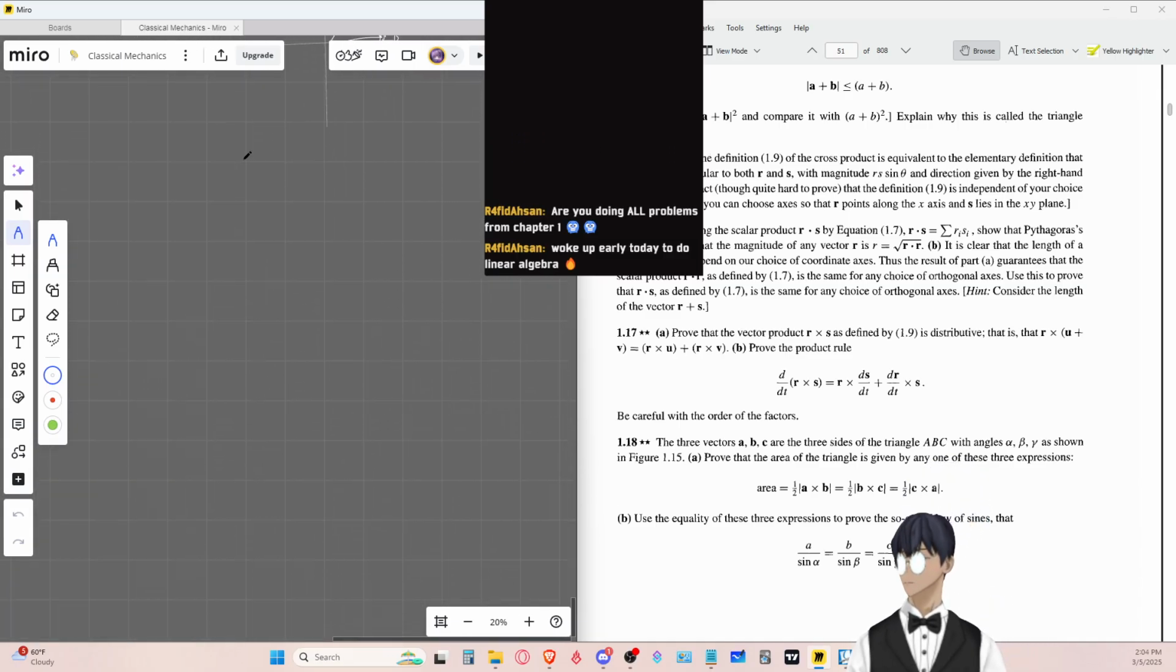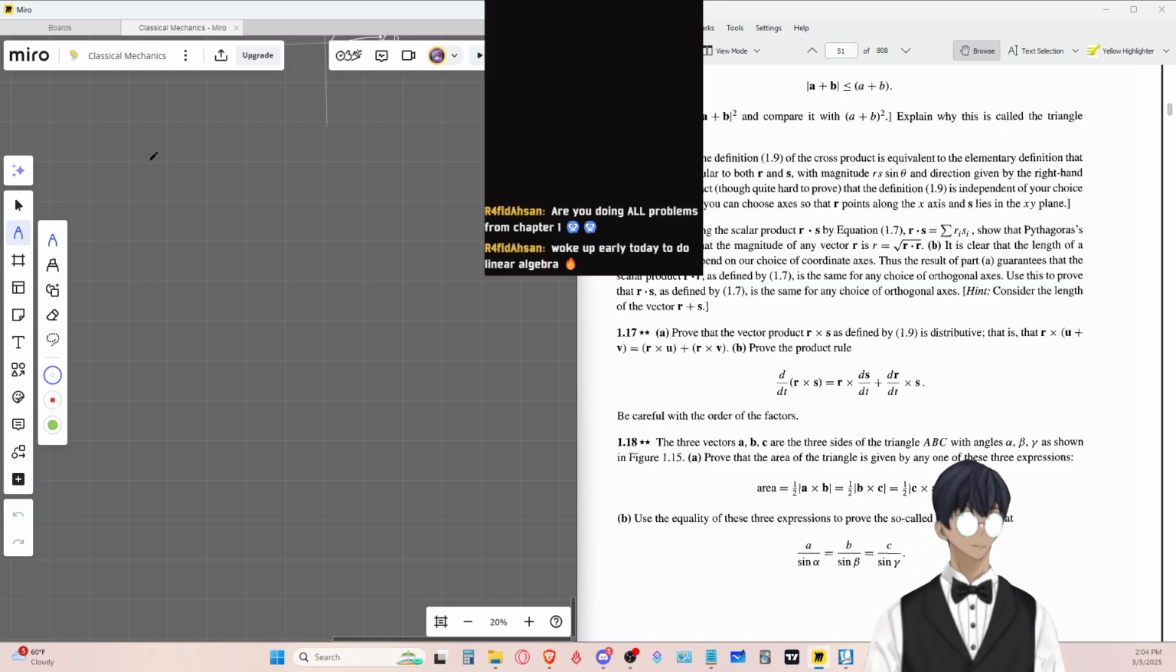So I guess we can start with number 17. It's a 2-star problem, so it might be a little bit difficult. We have to prove that the cross product is distributive. So actually we shouldn't write this part.